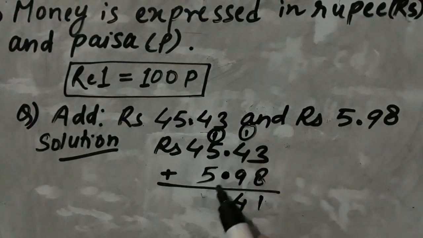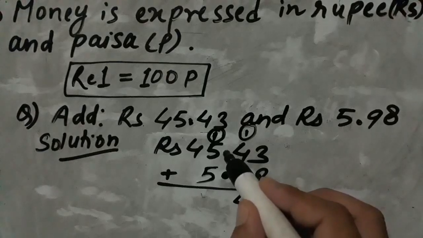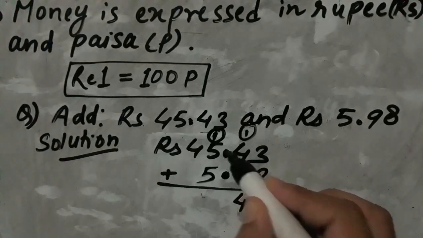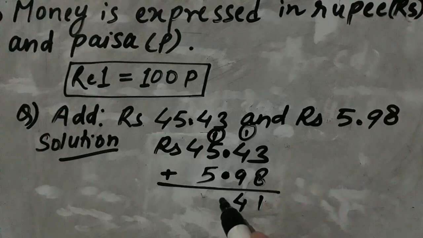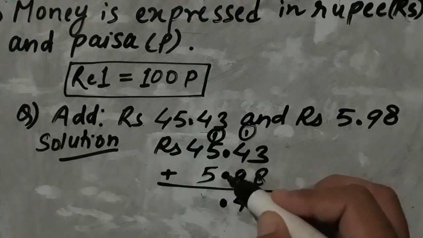while solving the portion before decimal, we need to adjust. We need to put the decimal in the answer just below the above one.